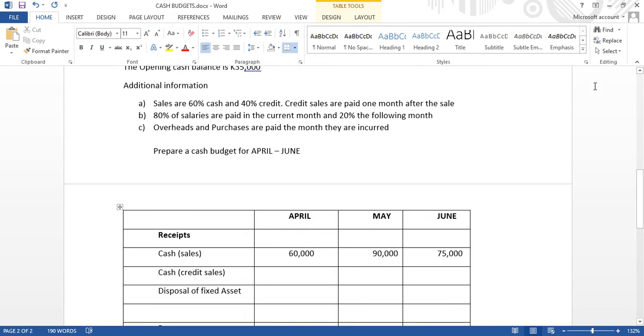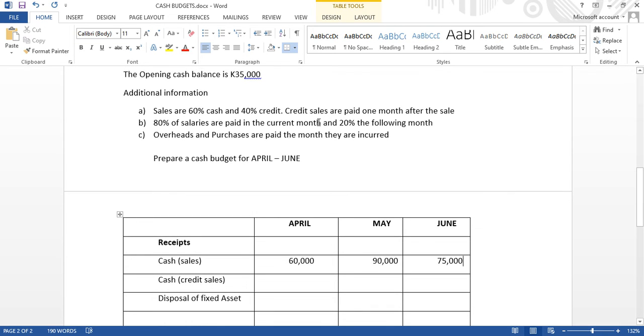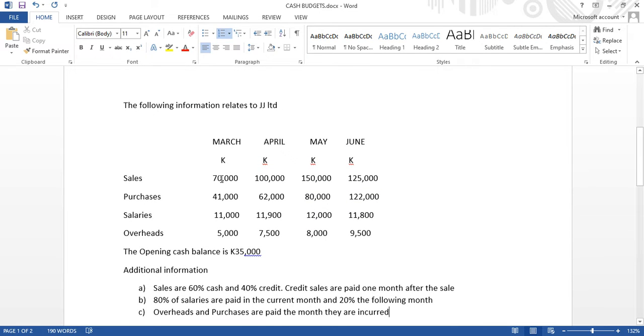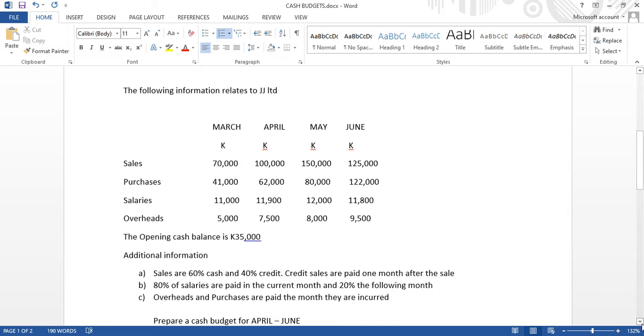So as we said, whenever we make a sale, 60% is collected as the cash sale. Then the other 40% will be collected as a credit sale. And the credit sales are paid 1 month after the sale. So this is our next column for the credit sales. Since the credit sales are paid 1 month after the sale, the credit sale for March will be collected in April. The remaining 40% of this April sale will be collected in May. The remaining 40% of this May sales will be collected in June. 40% of the June sales will be collected in July.